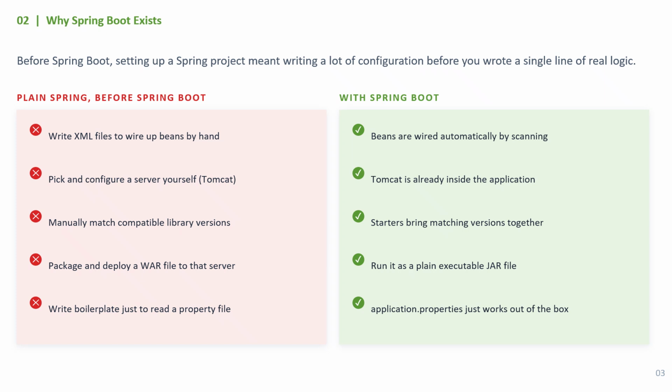Now look at the right side. With Spring Boot, beans are wired automatically through scanning. Tomcat is already inside your application. Starters bring matching versions together for you. You can run your application as a plain executable jar file. Properties just work out of the box. This is the entire reason Spring Boot exists. It takes all of that repetitive setup work away from you.